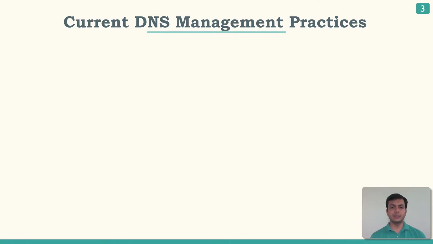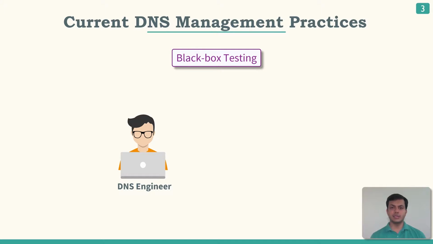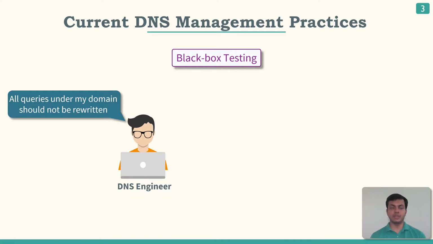The general and easy approach used today to check for DNS correctness is black box testing. In this approach, the engineer of an organization has a list of properties that the DNS configs have to satisfy. Let's say, as an example property, that all queries under their domain should not be rewritten. It is common in DNS for a query to be rewritten to some other query before it is resolved to an IP address. So the engineer for some reason does not want that to happen for any of their queries.